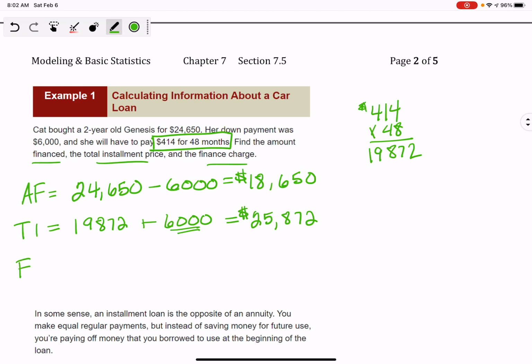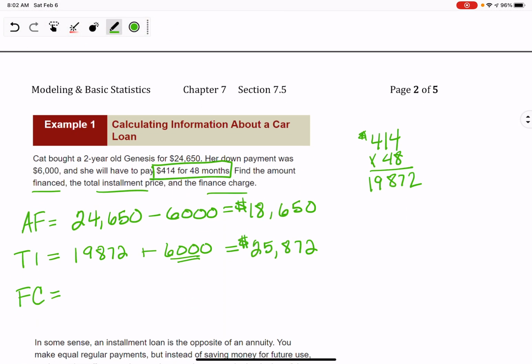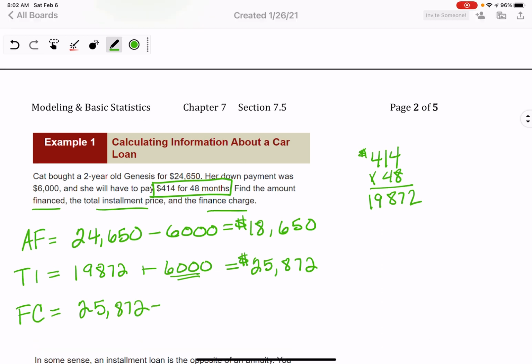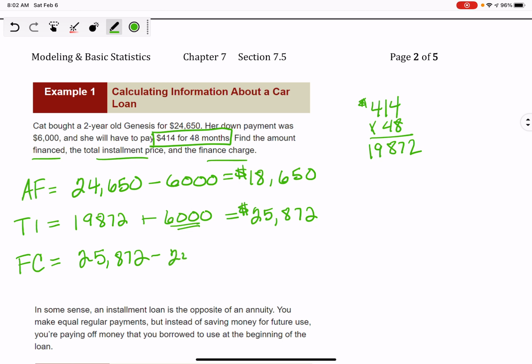Last but not least, we have our finance charge. Our finance charge is the total installment minus the cost of the item, the price of the item, which was $24,650. All right, and I end up with those as my answers.